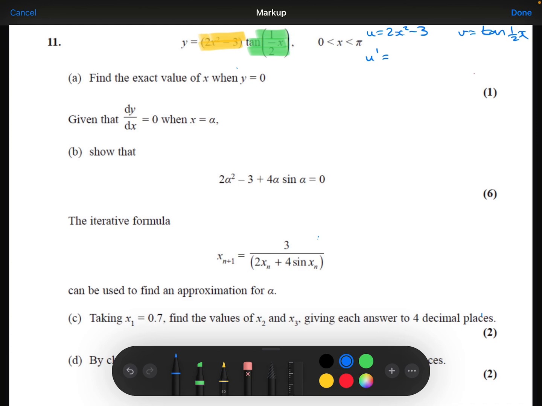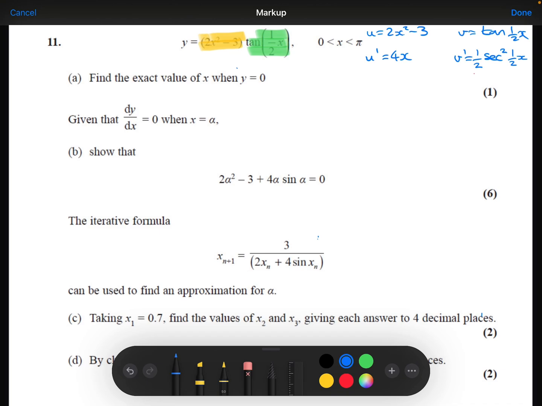u dash, so differentiating the 2x squared, I get 4x. The 3 will differentiate to be 0. Differentiating the tan half x, well, I know that tan differentiates to be sec squared. So I get sec squared half x. But by the chain rule, I'm going to need to multiply by the derivative of the inside. When I differentiate half x, I get a half. So I'm going to have to times this sec squared half x by a half.